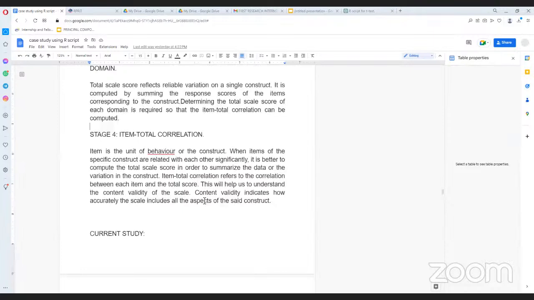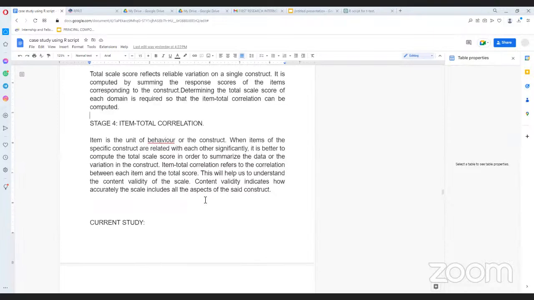Now, stage 4, item total correlation. Item is the unit of behavior of the construct. When items of the specific construct are related with each other significantly, it is better to compute the total scale score in order to summarize the data or the variation in the construct. Item total correlation refers to the correlation between each item and the total score. This will help us to understand the content validity of the scale. Content validity indicates how accurately the scale includes all the aspects of the said construct.